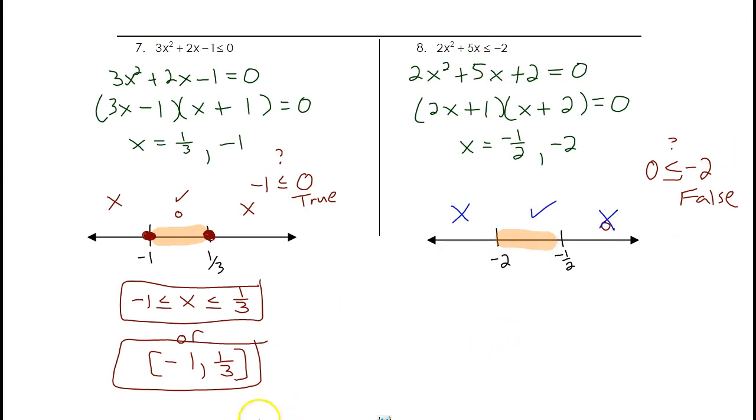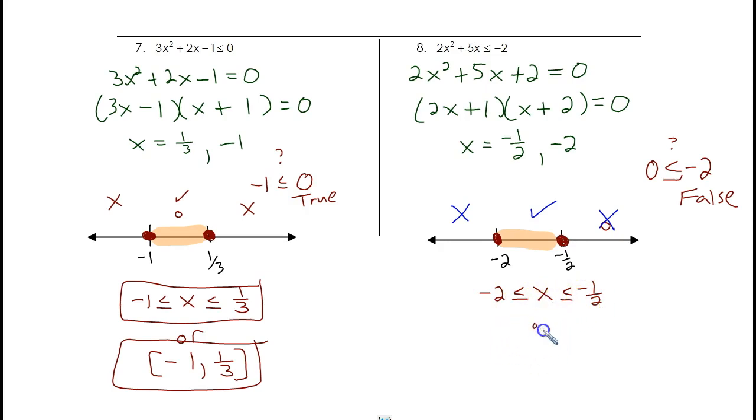The less than or equal to means instead of an open circle, we include those two numbers because it's also equal to. And this is a compound inequality that's an intersection problem where we would say that all the solutions are between -2 and -1/2 inclusive, meaning -2 is less than or equal to x, less than or equal to -1/2.